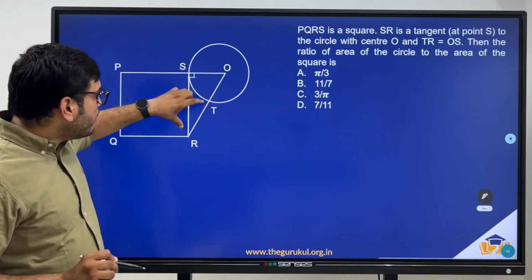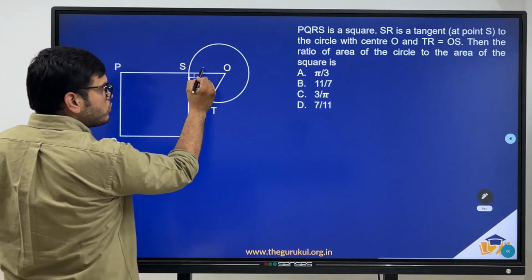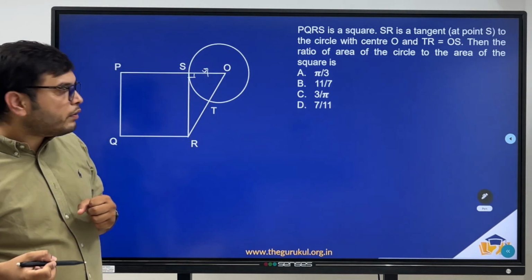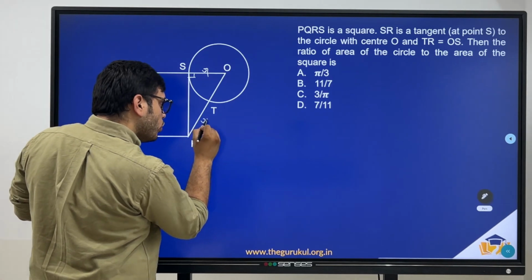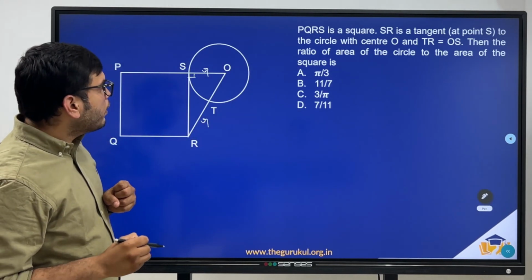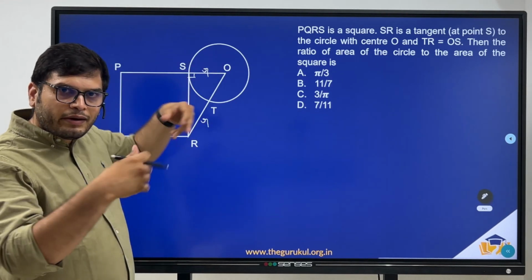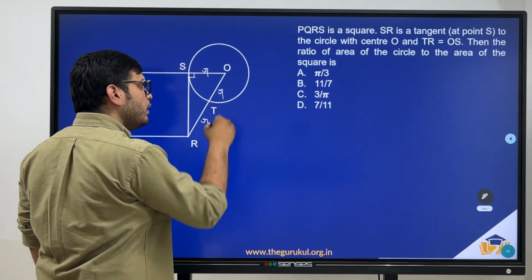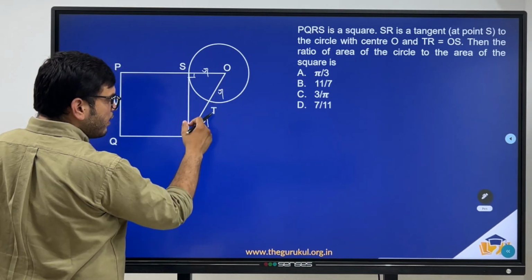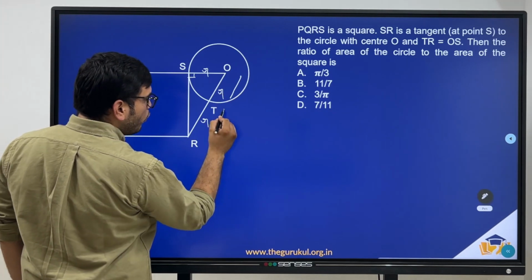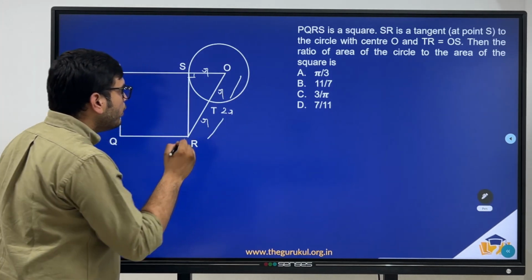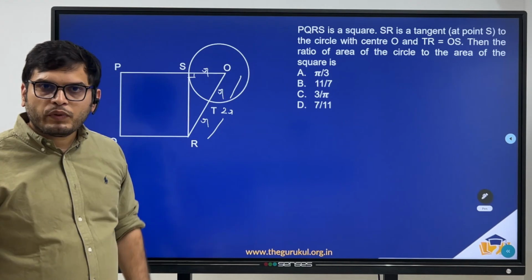We are given that TR is equal to OS. Now what is OS? OS is nothing but the radius of the circle, R. So the length of TR should also be equal to R units. Right. Now what is OT? OT is directly the radius of the circle. So this should be R. Right. So if this is R, this is R, the length of OR, which is nothing but the hypotenuse in the triangle RSO, is 2R.